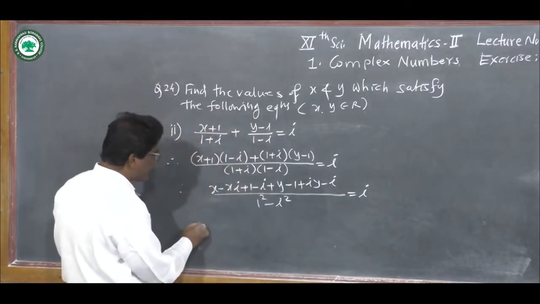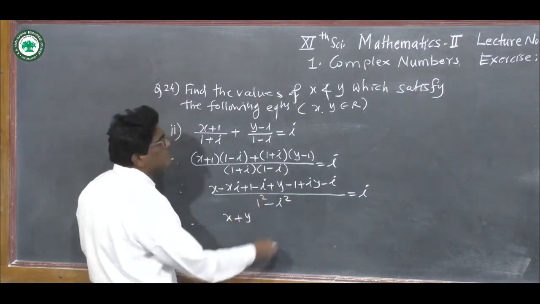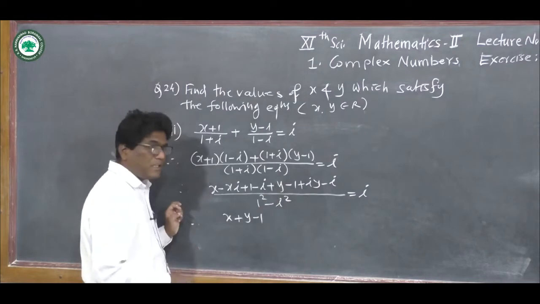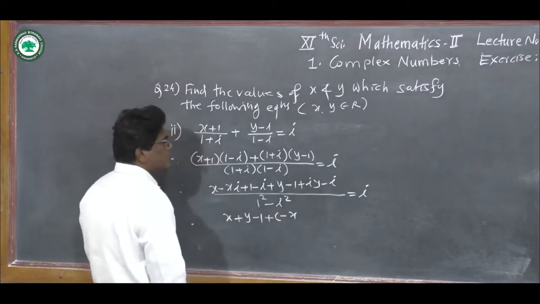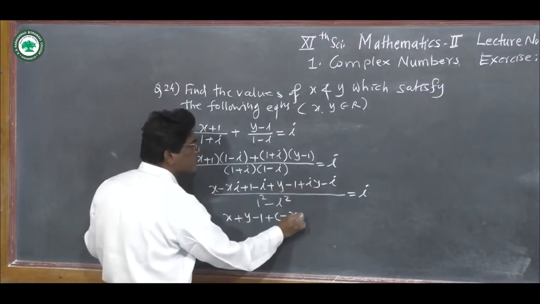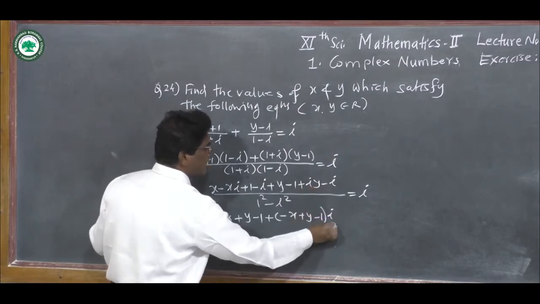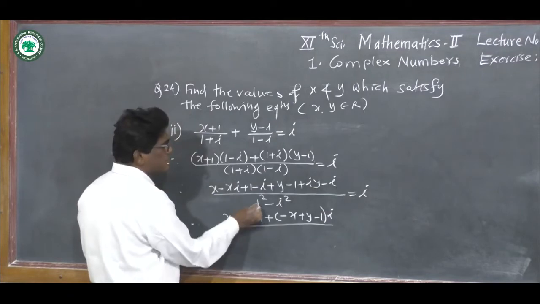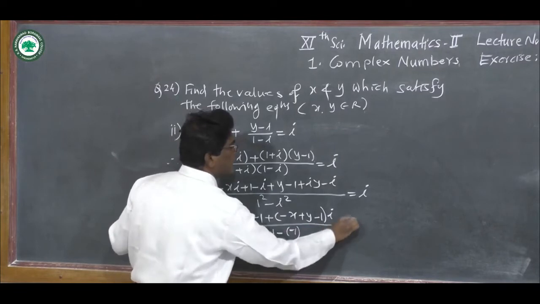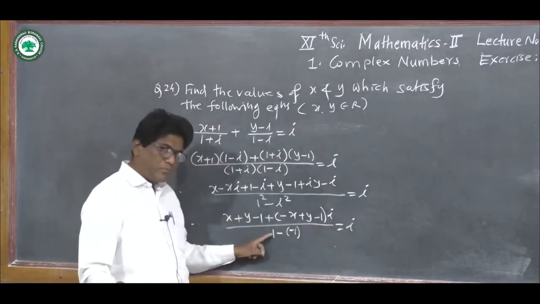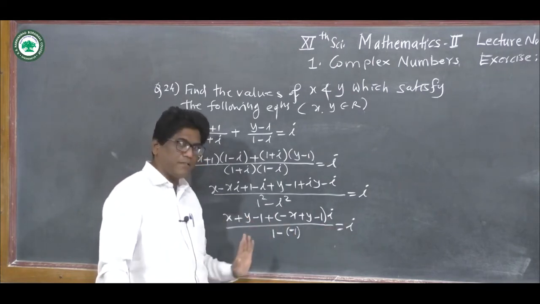Now we get this x real plus this y, which is real, and this minus 1, and now this minus xi, so in the bracket minus x, now plus iy, so plus y, and here minus i, so minus 1 into i, and the whole divided by 1 square, that is 1, minus i square, that is minus 1, equal to i. Now in the denominator 1 minus minus 1, that is 1 plus 1, that is 2, carry to the right hand side, it becomes 2i.